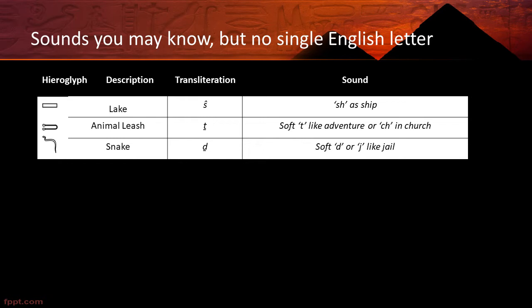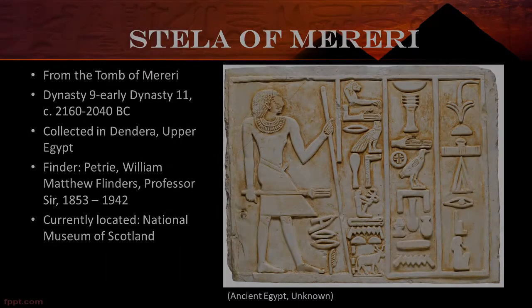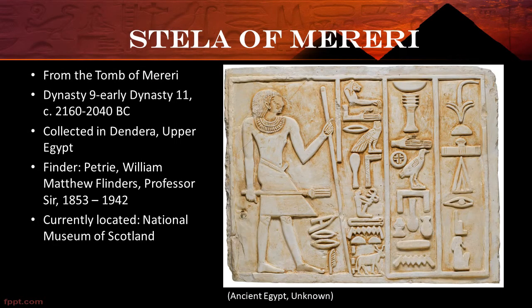So instead of sitting here looking at pictures and pictures and pictures of this and that and trying to come out with sounds, why don't we go ahead and move on to an actual stela, which is a carving or an inscription that was found within the tomb of someone. So here we have an actual carving, or a stela, from the tomb of Mereri. We'll get into how we know it's Mereri's carving here in a minute.